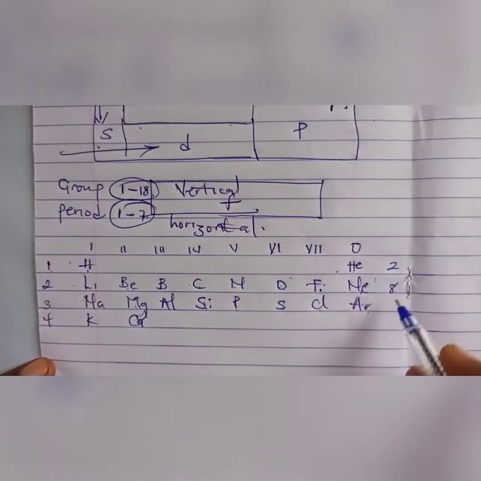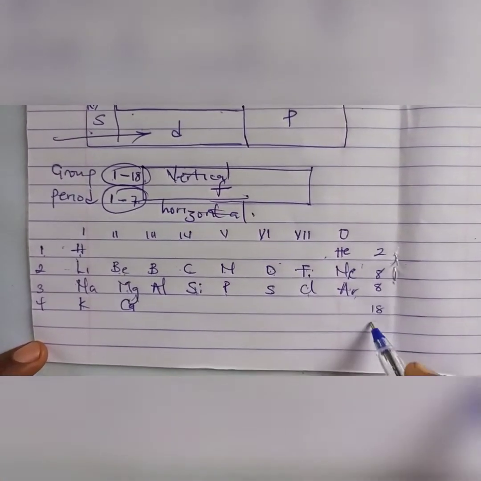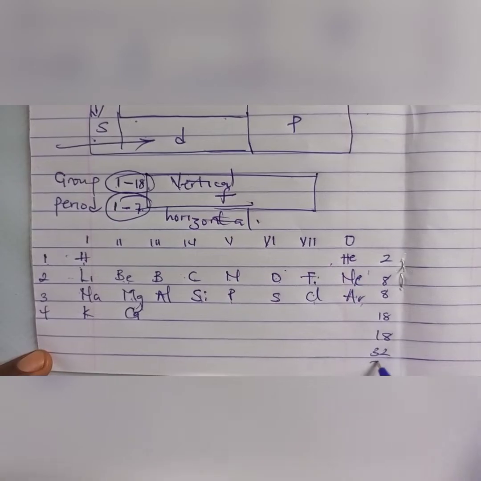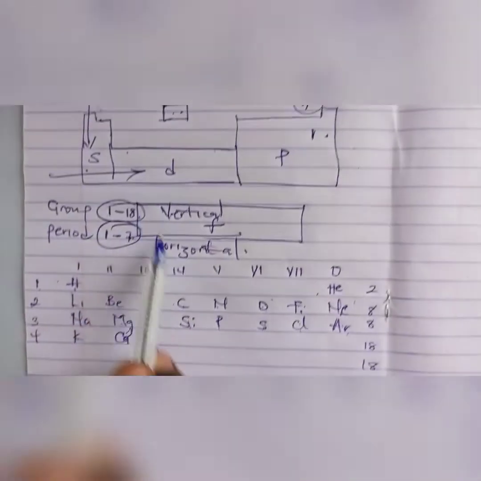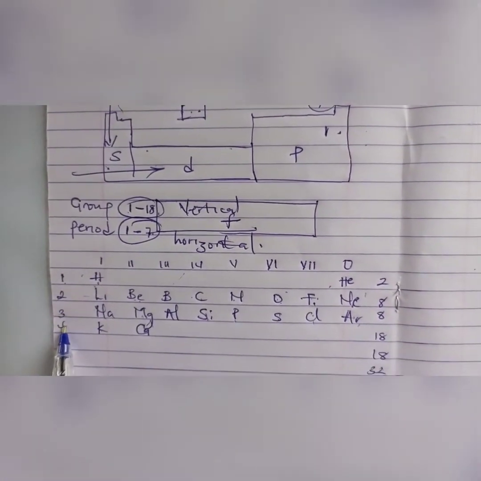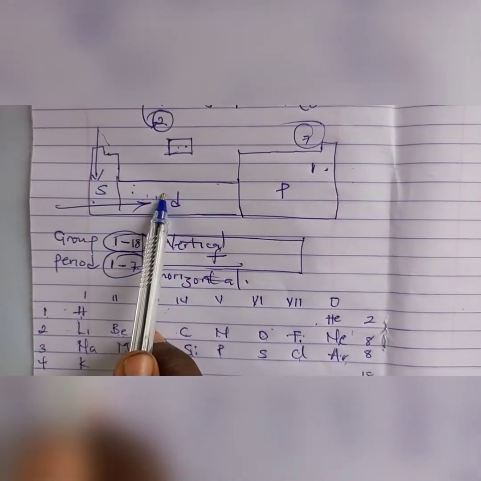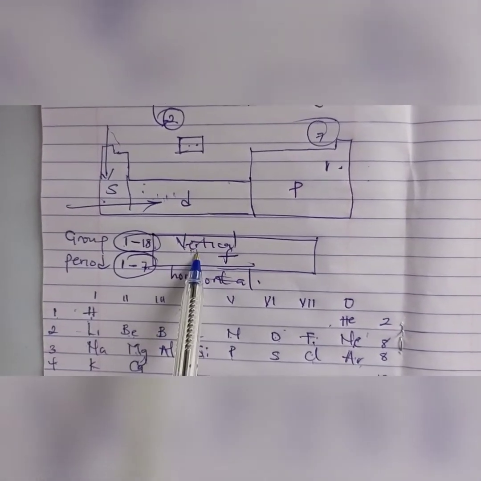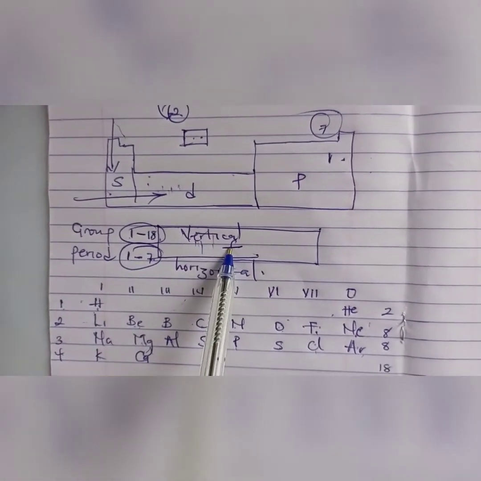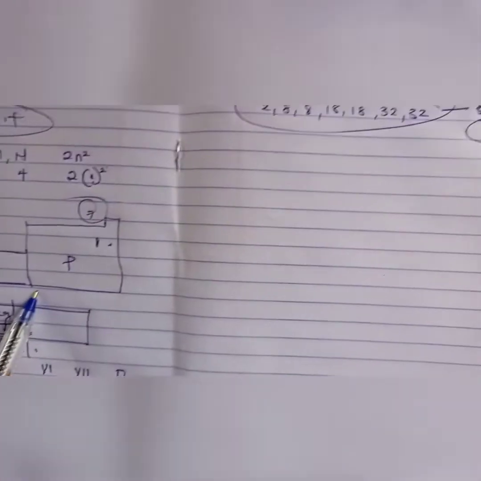The next one, we have 8, we have 18, we have 18, we have 32, we have 32. This place is 18. The third period, the fourth period is 18. It's because of the transition block, which is the D block, transition element. And the other one is 32 because of the inner transition element, which is the F block. So let's come to this side.